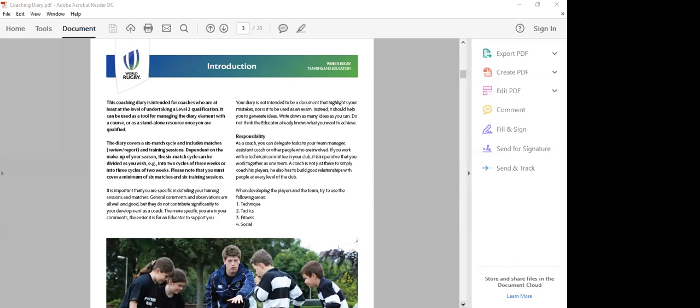Fourth one there is social, but I would like to add a fifth one, which is also the mental aspects of the game. So when you are doing your development or your whole season plan, it's important that you look at all those aspects of training. Now, do we have any questions on what I've mentioned on that page?